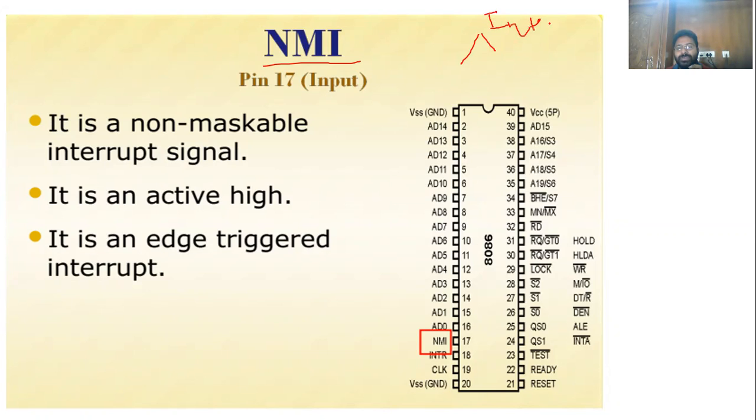Interrupts can be divided into two types: maskable and non-maskable. NMI means a non-maskable interrupt.